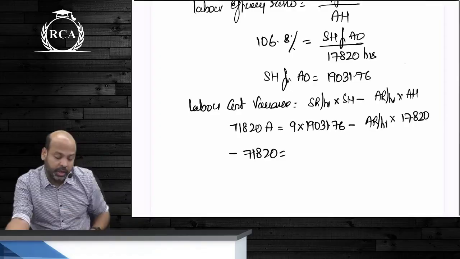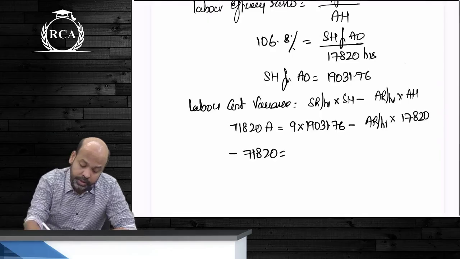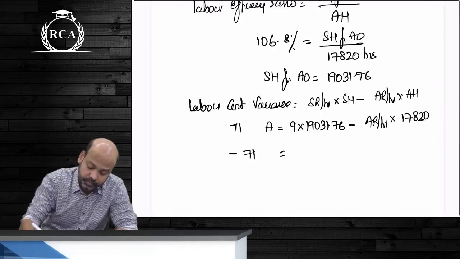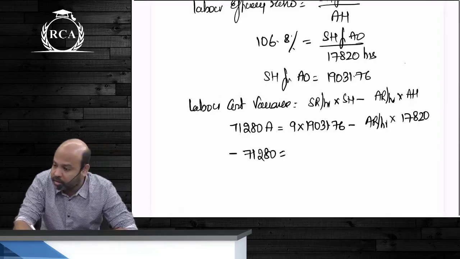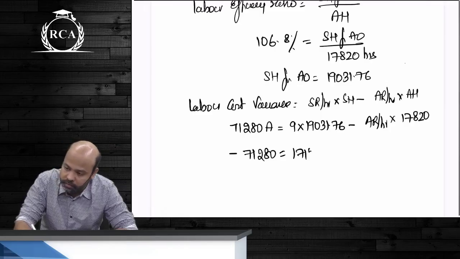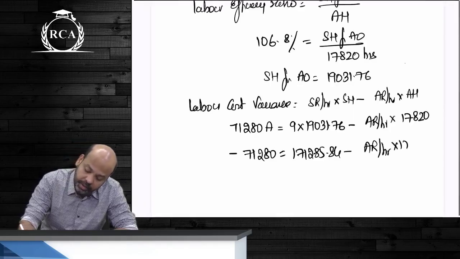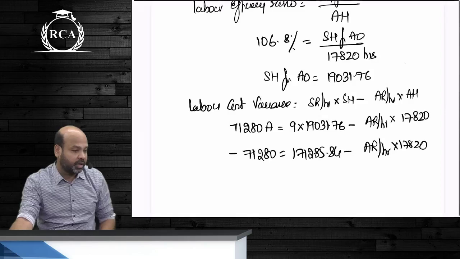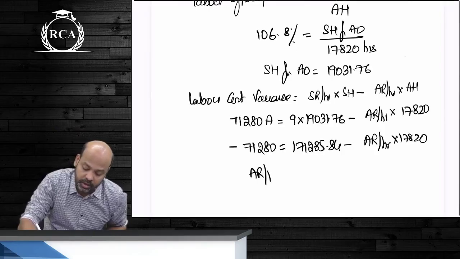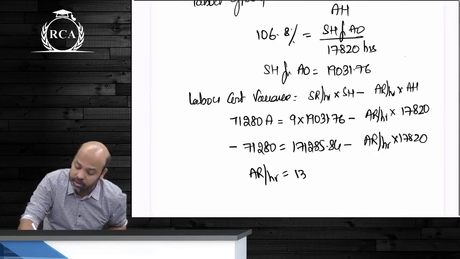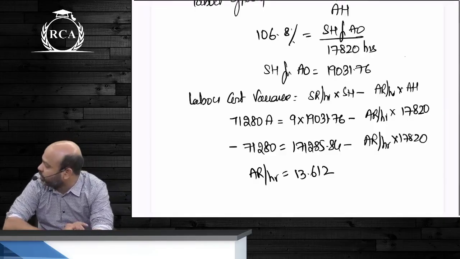How much is 9 into 19,031.76? 1,71,280, beta, sorry. 71,280 adverse, so negative 71,280 minus AR per hour into 17,820, beta. So you will take 1,71,000 plus 71,000, guys, divided by 17,820. 13 point. Is there anything further, or is that all? 13.612, beta, will be the actual rate per hour.